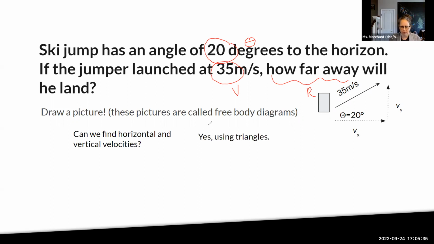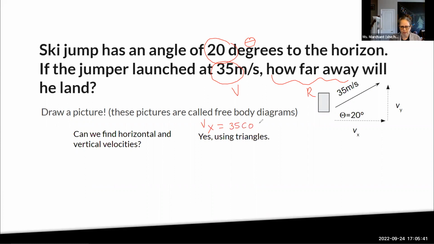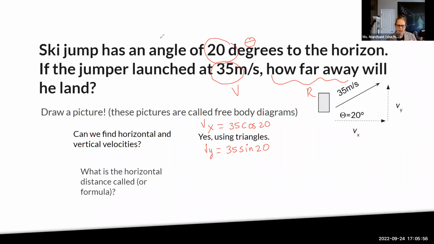So same as before, Vx is equal to 35 times cosine of 20. And Vy is equal to 35 times sine of 20. Same process as before. Now we got to go look at that. We want to find the range. Do we have a range formula? We do. Distance in the x is equal to our range. It's the velocity in the x times the time.